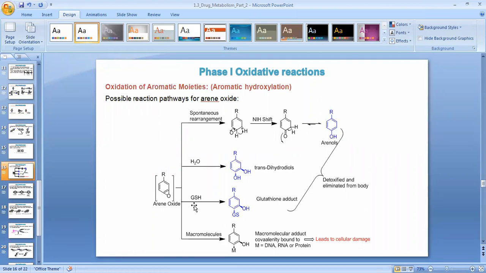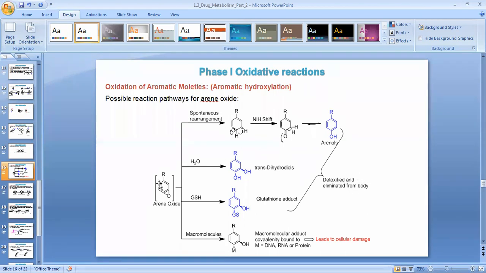So the glutathione molecule is going to react with the arene oxide molecule, and they are going to form one intermediate product, that is the glutathione adduct, before aromatic hydroxylation. Now these three types of reaction, that is rearrangement into an arenone, formation of trans-dihydrodiols, and formation of glutathione adducts, are detoxified and eliminated from the body.